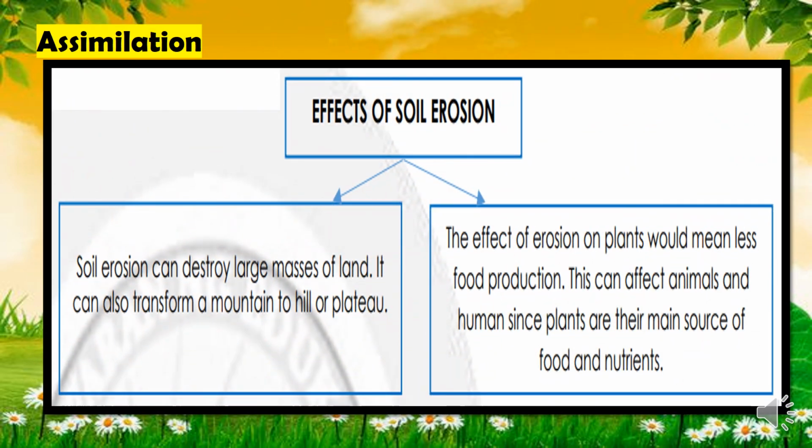For the assimilation, we have to remember the effects of soil erosion. First, soil erosion can destroy large masses of land. It can also transform a mountain to hill or plateau. Another effect of soil erosion on plants would mean less food production. This can affect animals and humans since plants are their main source of food and nutrients.